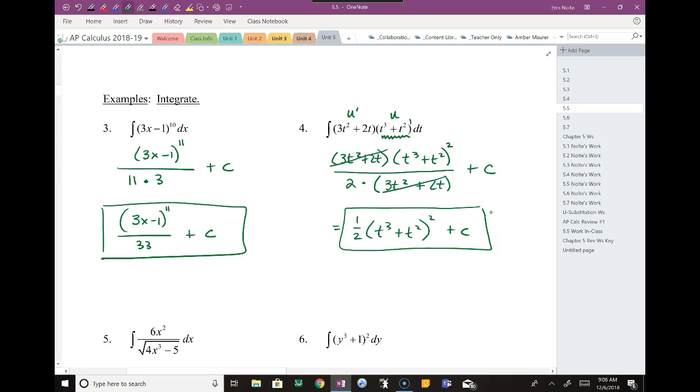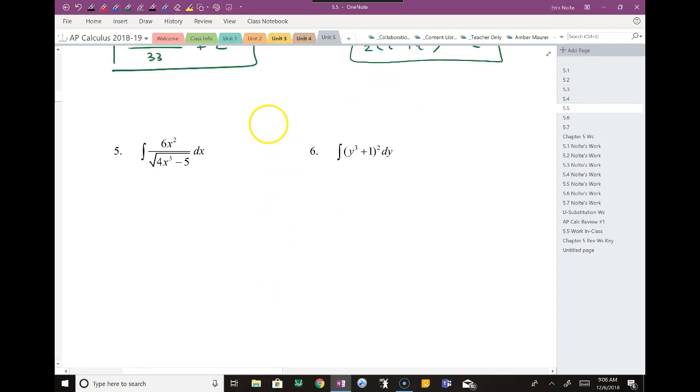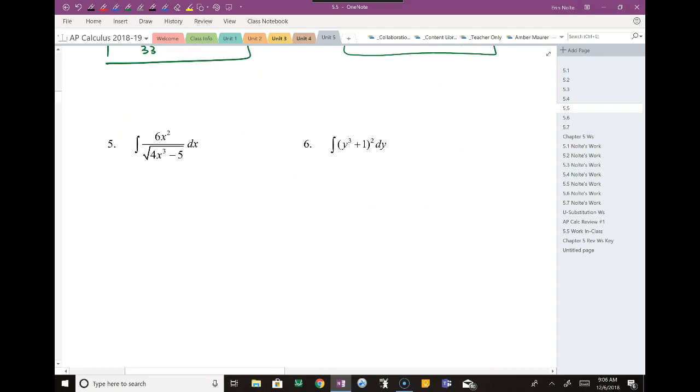Okay. All right, let's try another one. For question number 5, this is written as a quotient. And there is no such thing as a quotient integration rule. So the first thing I have to do is start by rewriting this and pulling the denominator up. So this would be the same as 6x squared times the quantity 4x to the third minus 5. And what would my exponent be? Good, -1/2.